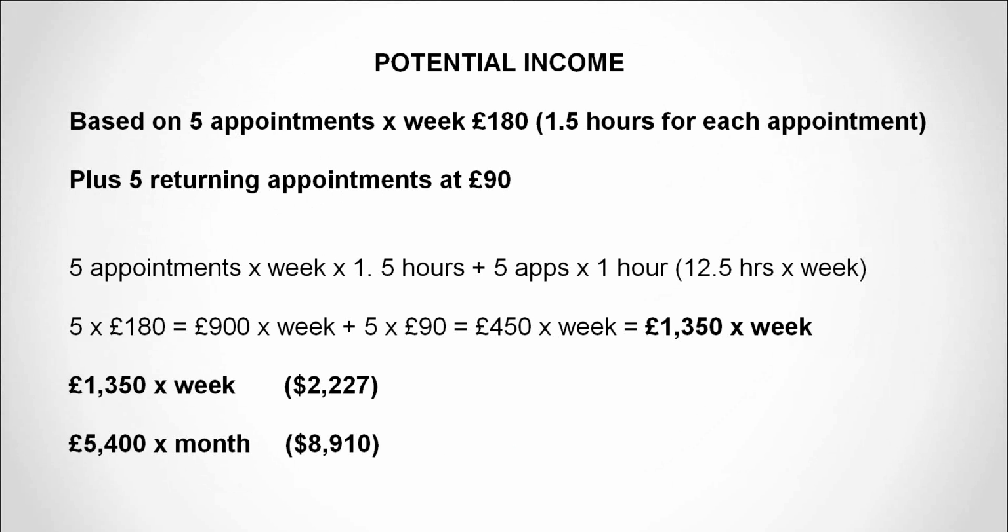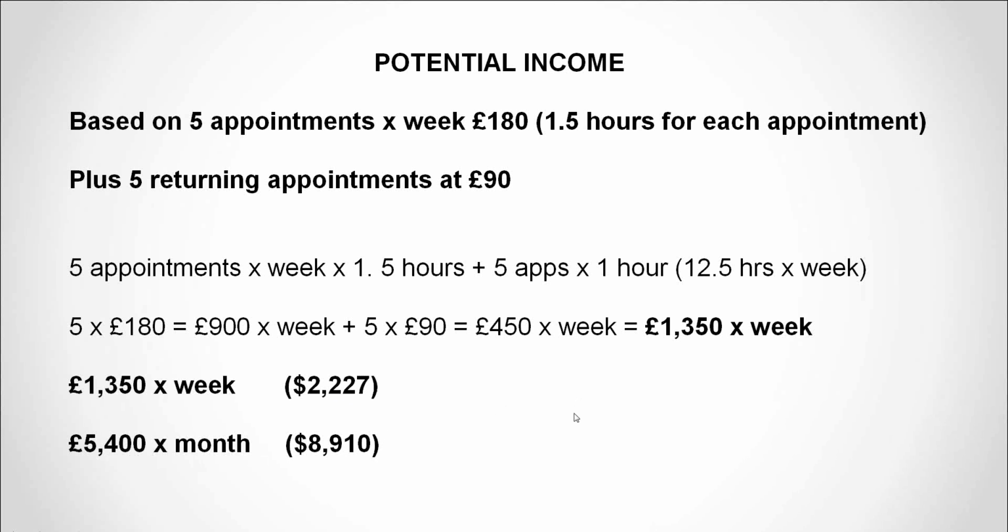Now let's base this on full London price. This is the full potential, where you can charge £108 for a consultation. So again, 1.5 hours for each appointment, plus 5 returning appointments at half price, which is £90. So 5 appointments a week at 1.5 hours is 5 appointments plus 5 appointments at 1 hour. That's still 12.5 hours a week, and that will result in 1,350 a week, which is 2,227, which is 5,400 a month, which is 8,910.